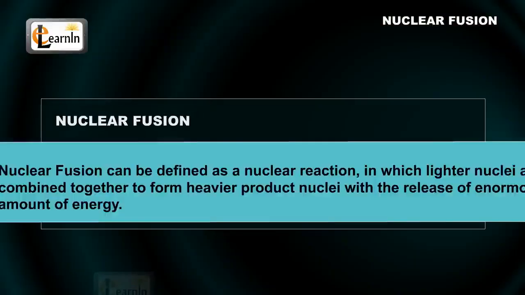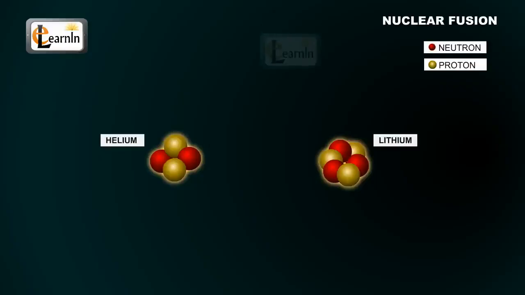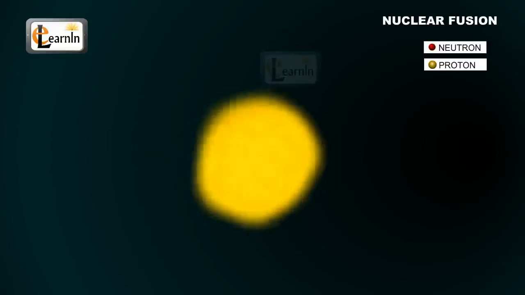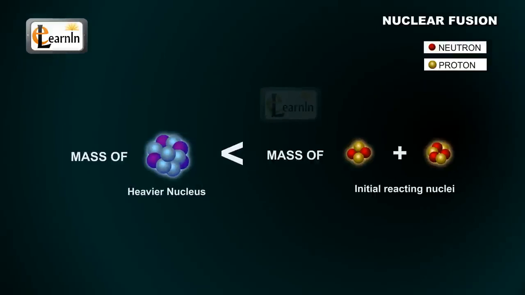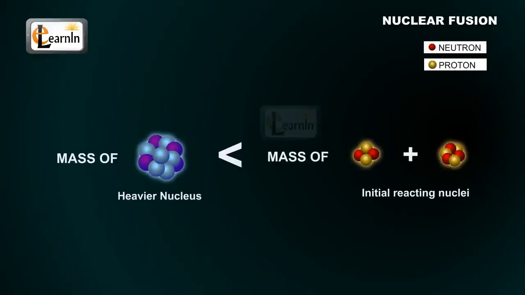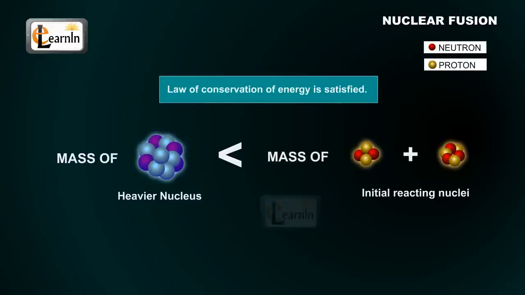Scientifically, nuclear fusion can be defined as a nuclear reaction in which lighter nuclei are combined together to form heavier product nuclei with the release of enormous amounts of energy. For example, lighter nuclei such as lithium and helium, when combined together, form a heavier nucleus. The mass of the heavier nucleus is less than the initial reacting nuclei. The word heavier here is phrased in terms of energy release, which is usually very enormous, rather than mass. Therefore, the law of conservation of energy is satisfied.